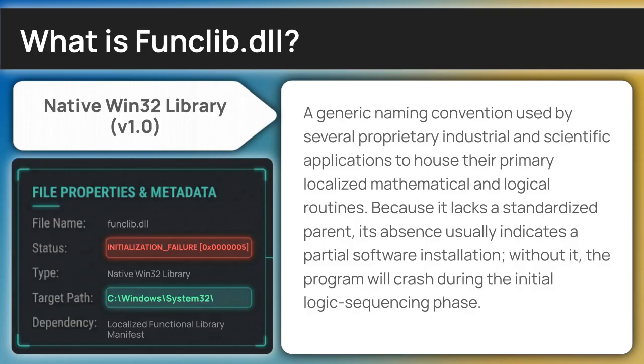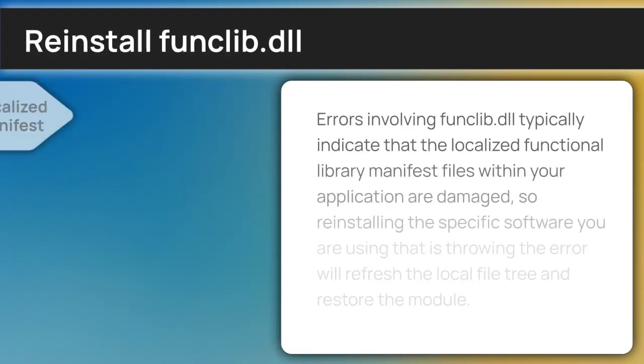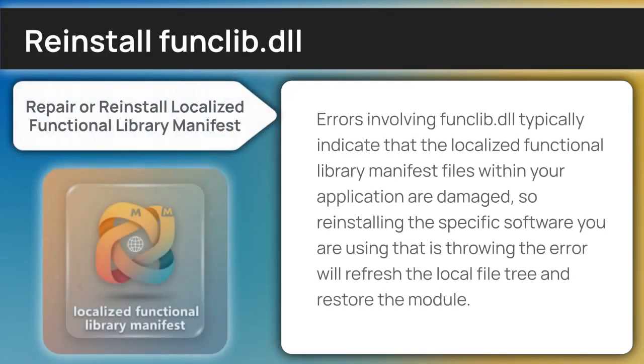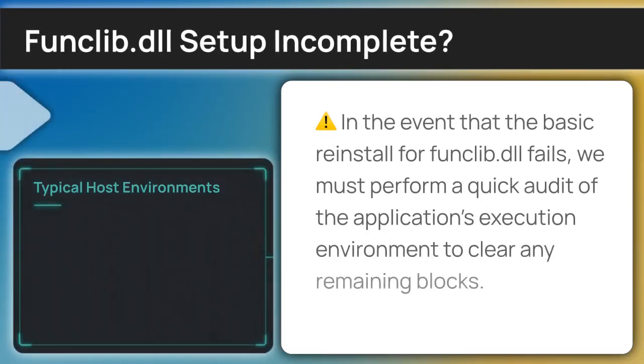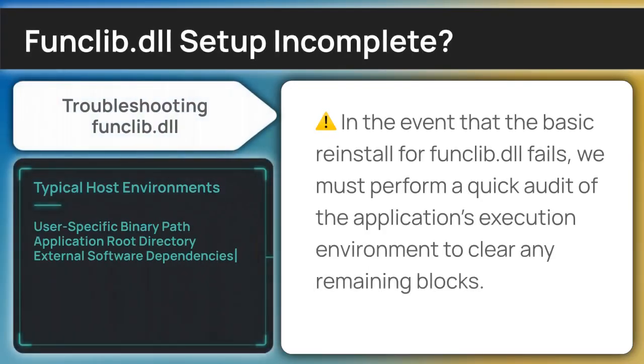Since we've identified what's missing, let's try the official recovery method. Errors involving Function Library Module DLL typically indicate that the localized functional library manifest files within your application are damaged, so reinstalling the specific software you are using that is throwing the error will refresh the local file tree and restore the module. If the error persists despite the new library files, we must verify if a simple synchronization conflict is preventing the file from loading.